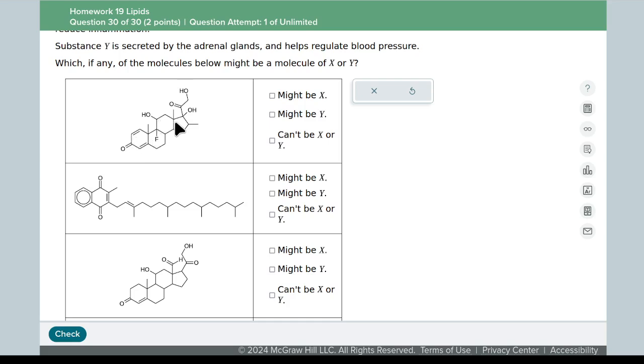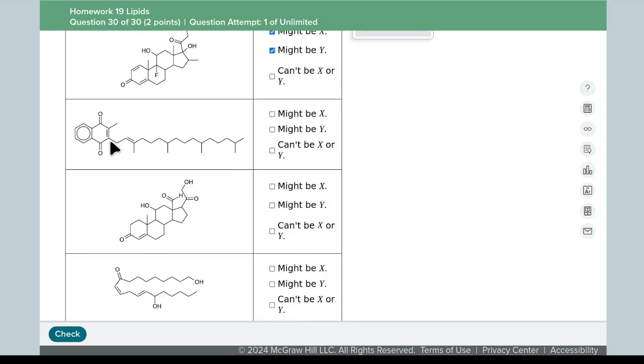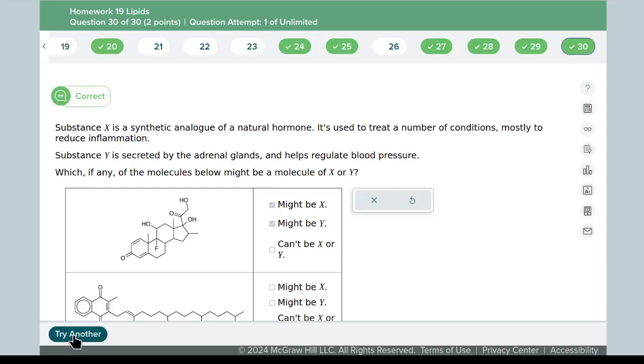6, 6, 6, 5 could be a steroid. I mean, it is a steroid. Could be X or Y. Completely different. Not X or Y. 6, 6, 6, 5 could be X or Y. No rings. Can't be X or Y. And that's all there is to these problems.